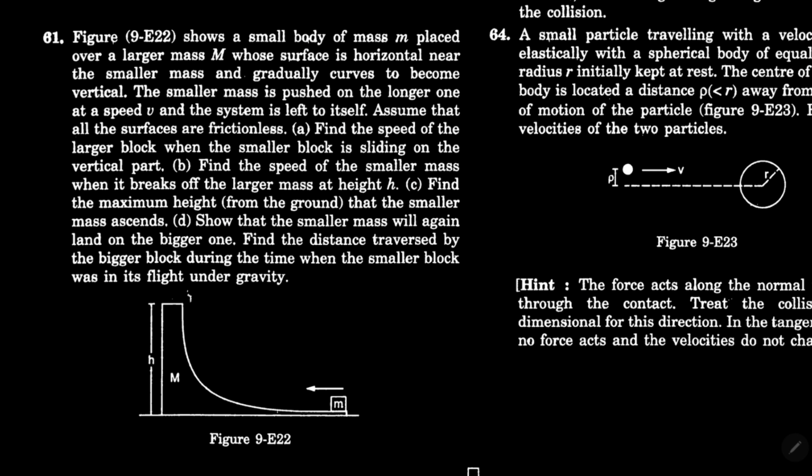In question 61 we have this figure. We have to find the speed of the larger block when the smaller block is sliding on the vertical part. We need to find the speed of the smaller mass when it breaks off the larger mass, find the maximum ascent, and also show that the smaller mass will again land on the bigger one. So this is solution 61.